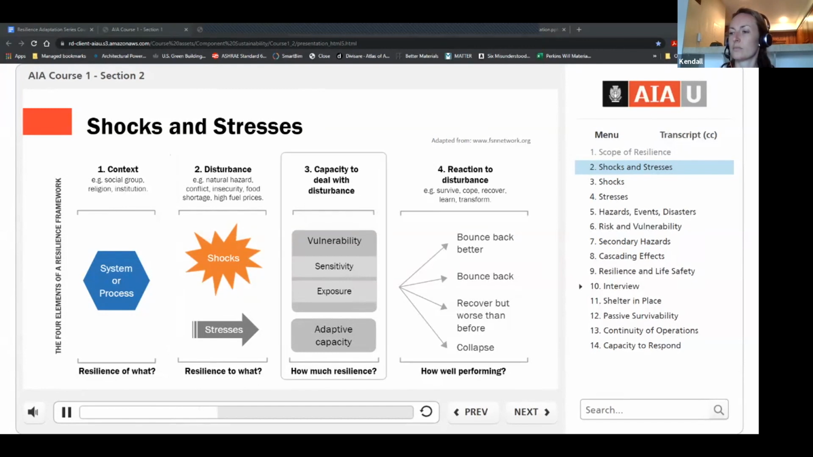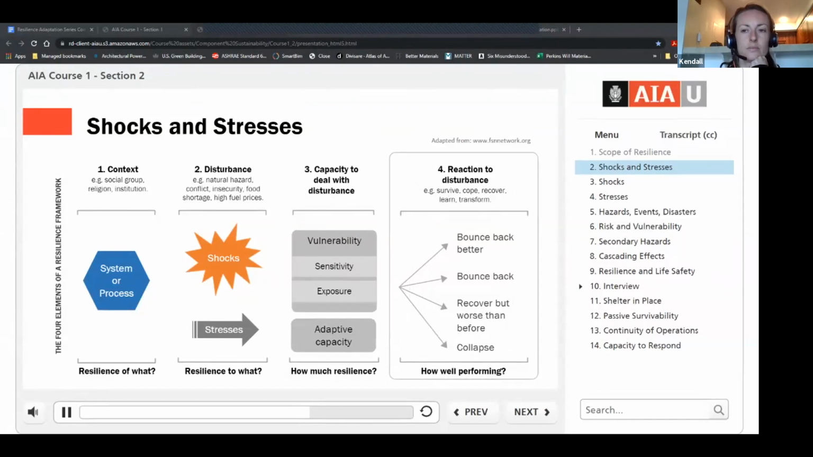Capacity. The ability of the system to deal with the shock or stress is based on its sensitivity, exposure, and adaptive capacity. Sensitivity is the degree to which a system will be affected by a given shock or stress. Exposure is an assessment of the magnitude and frequency of shocks or the degree of stress. Together, sensitivity and exposure comprise a system's vulnerability. The adaptive capacity of a system is determined by the ability to adjust to a disturbance, moderate potential damage, take advantage of opportunities, and cope with the consequences of a transformation. Capacity answers the question, how much resilience?